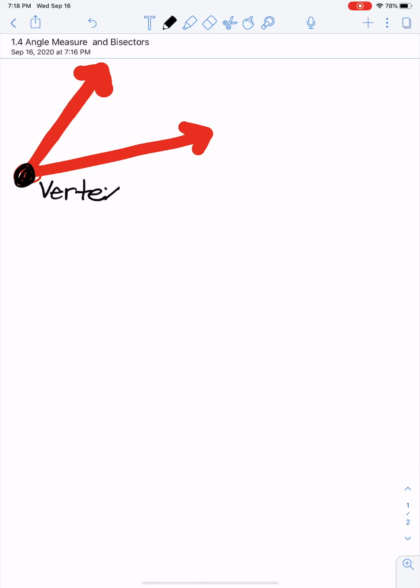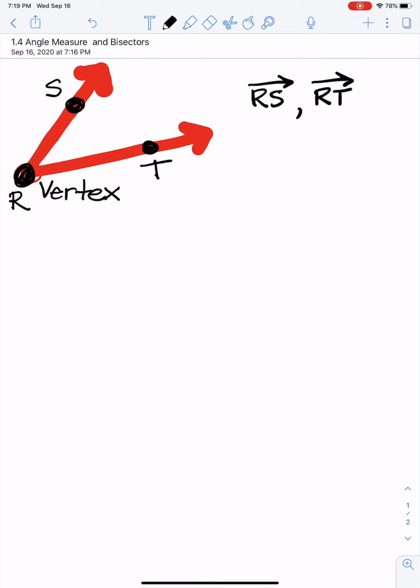And the rays have specific letter labels. Let's say this is R. This is S. This is T. So we could describe one ray as RS and the other ray as RT. Notice how the ray notation is directional and the arrowhead goes over the second point.